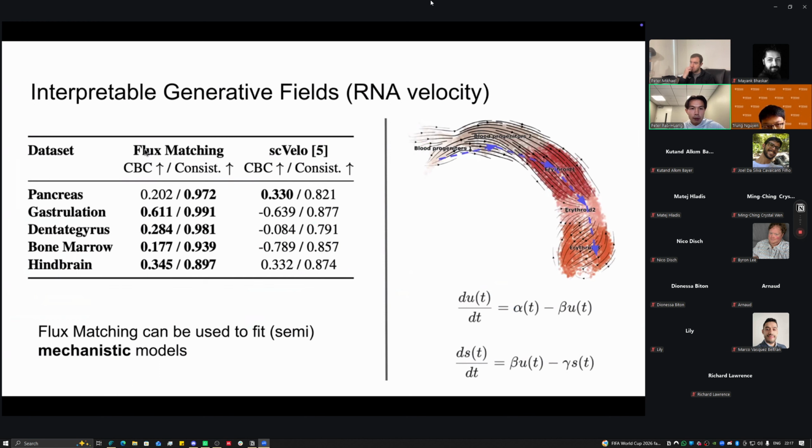So here we look at CBC, which is the cross boundary correctness, which basically just tells you how well your learned velocity aligns with expert annotated cell transitions. And consistency measures how smooth or well-aligned the vector fields are with each other. And across these 5 different data sets, flux matching nearly improves performance on all the metrics.